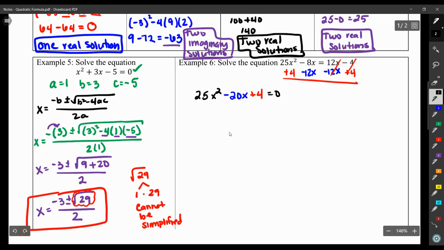Now, unfortunately, there's nothing that we can divide out of 25, 20, and 4, so we need to actually use these giant numbers. Now, this does in fact factor. I'll show you why it does at the end. But trying to factor with 25, 20, and 4 can be a tedious task. So instead, I'm going to go ahead and use the quadratic formula anyway. So let's write down the formula for ourselves.